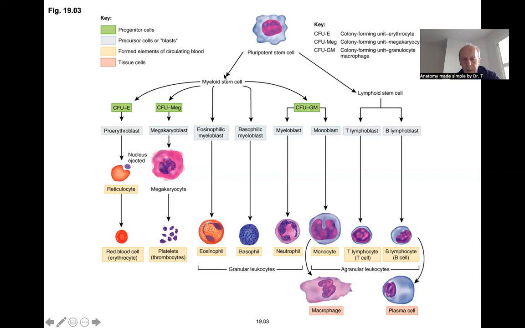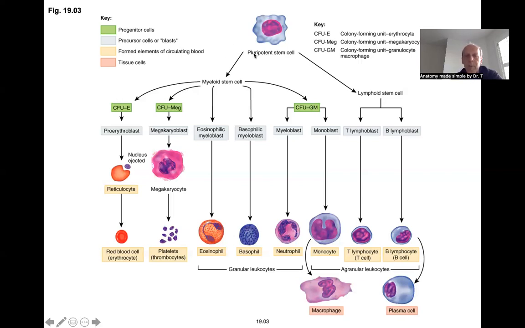So myeloid stem cells, of course, have to further differentiate, and they would become progenitor cells, which later become precursor cells, and then precursor cells finally give us either formed cells or formed blood elements of circulating blood. Some of these cells would also reside within a tissue, and as such, they would become a very important and interesting addition to our lymphatic and immune system.